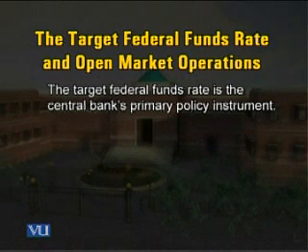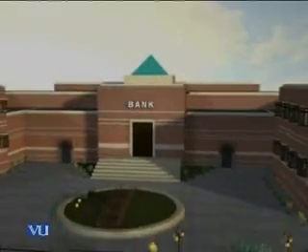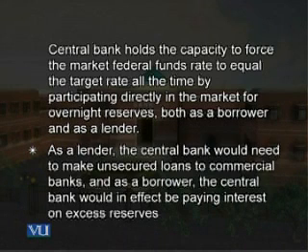So the target federal funds rate is the central bank's primary policy instrument. The federal funds rate is determined in the market rather than being controlled by the central bank. अब फेडरल फंड्स रेट जो है, जैसे बोरोइंग एंड लेंडिंग कौन कर रहा है? कमर्शियल बैंक्स। सो वन बैंक इज सप्लाइंग द क्रेडिट एंड द अदर बैंक इज डिमांडिंग द क्रेडिट। सो सप्लाई एंड डिमांड इन द मार्केट प्लेस डिटर्मिन्स द फेडरल फंड रेट। सो एज अ लेंडर द सेंट्रल बैंक वुड नीड टू मेक अनसिक्योर्ड लोन्स टू कमर्शियल बैंक्स, and as a borrower the central bank would in effect be paying interest on the excess reserve.